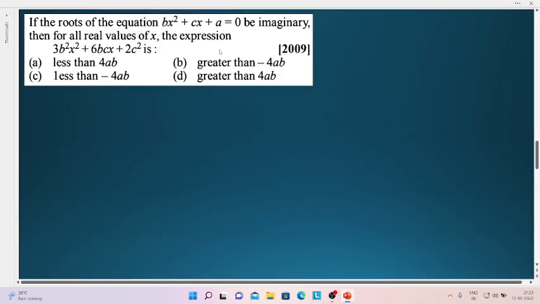This is also a very important question and you will learn a lot of things from it. The question says, if the roots of the equation bx square plus cx plus a equals 0 be imaginary, let me mark this as star, the roots of this quadratic equation be imaginary, then for all real values of x, the expression 3b square x square plus 6bc times x plus 2c square is less than 4ab, less than minus 4ab, greater than minus 4ab, or greater than 4ab. So these are the 4 options given to you.